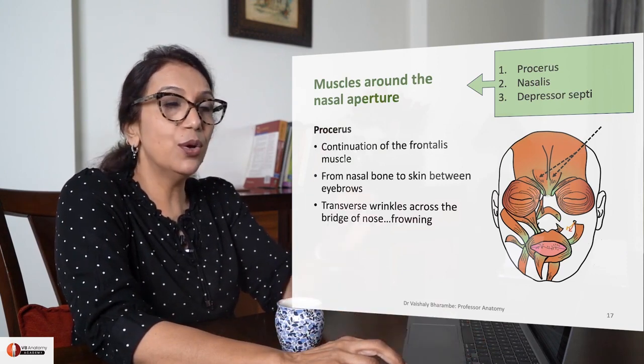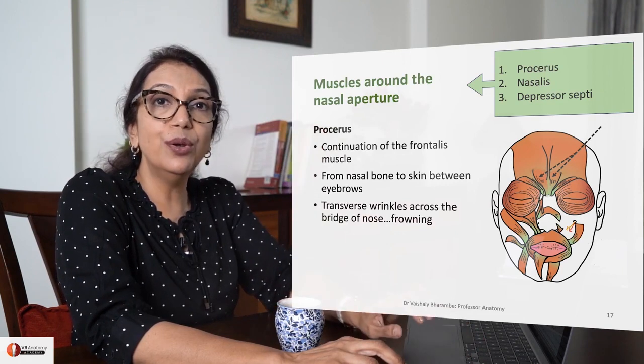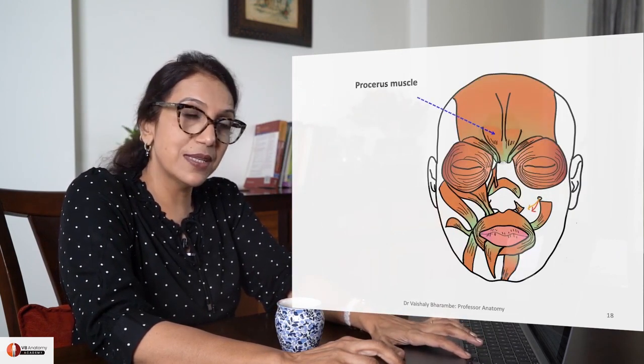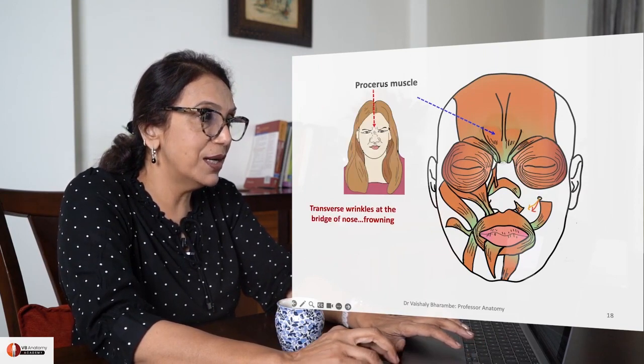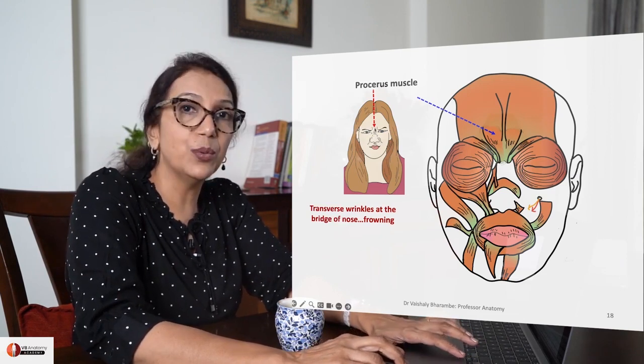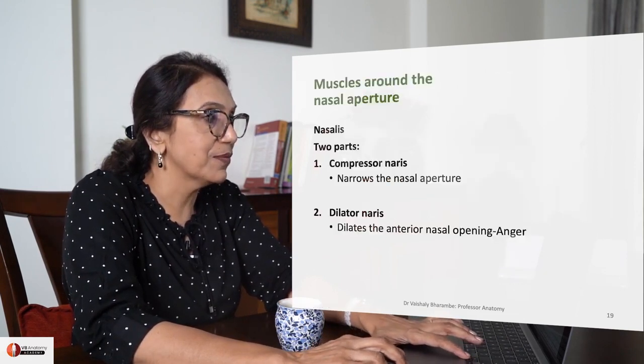When they contract, they cause horizontal wrinkles at the bridge of your nose. Take a look. This is the procerus muscle. Can you see the horizontal creases on the bridge of her nose? This is procerus at work, transverse creases.